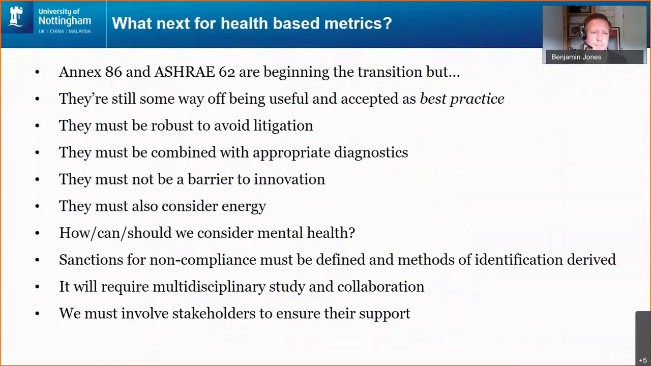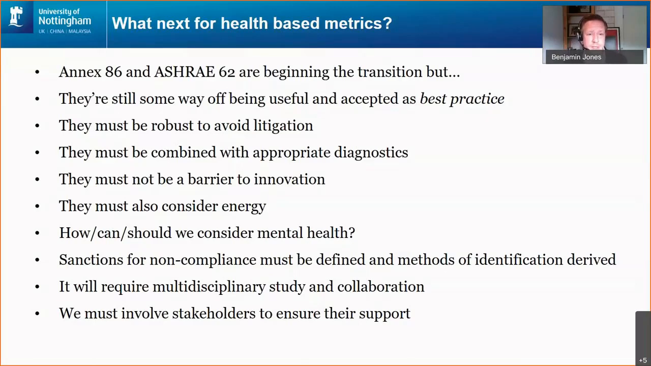So in summary then, the new Annex 86, led by Yuli Leverge, is starting to think about this in its first subtask, and ASHRAE 62 have also started an indoor air quality working party thinking about this too, but we're still quite a long way off using DALYs as a useful and best practice measure. They've got to be robust to avoid litigation. They must be combined with appropriate diagnostic procedures. So if they're going to be linked to certain priority contaminants like those I've shown in the chart, then we've got to tell people how to measure them.